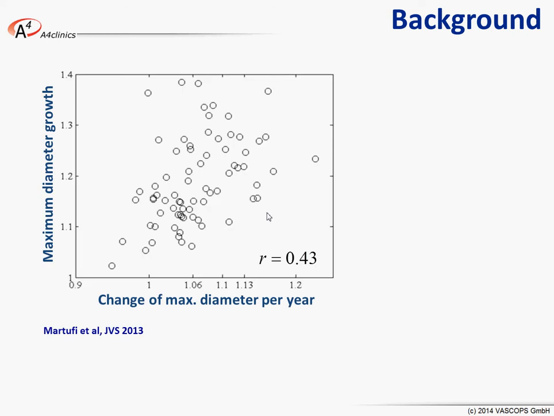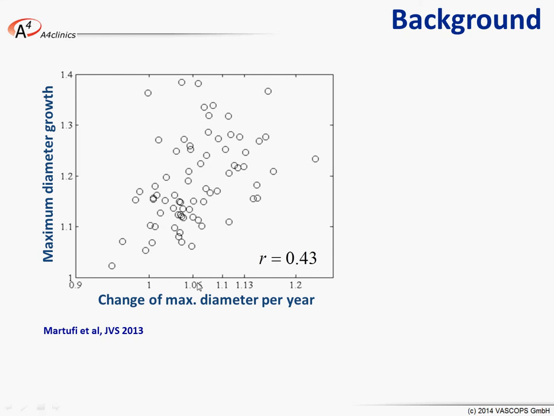This is one outcome of the study. This plot shows how the maximum diameter growth depends on the change of the maximum diameter per year, and since these two variables are not strongly correlated, we can conclude that the maximum diameter growth is not always seen at the site of the maximum diameter.